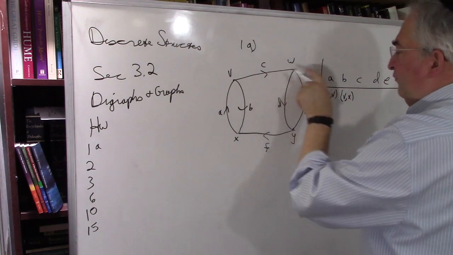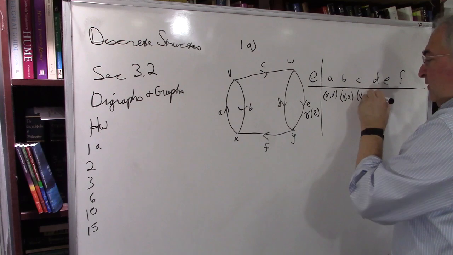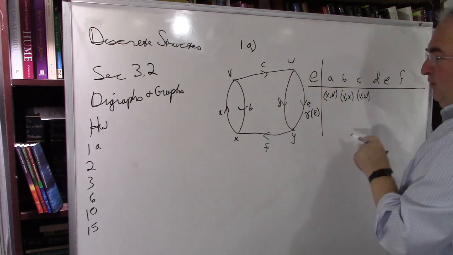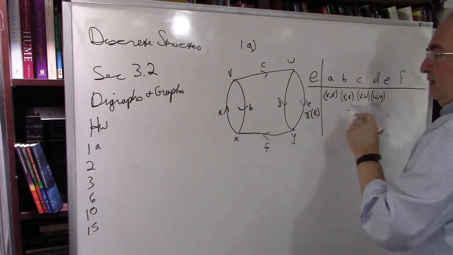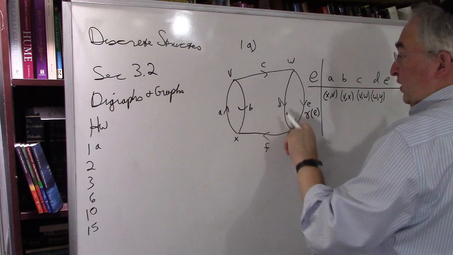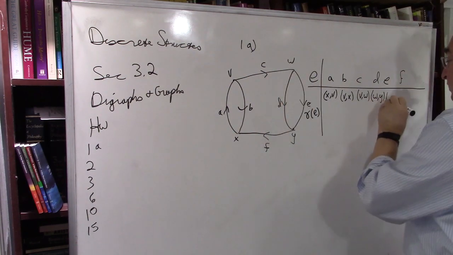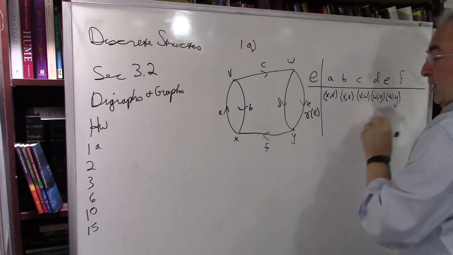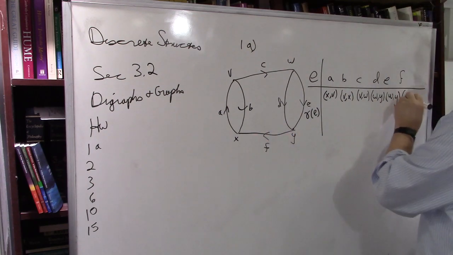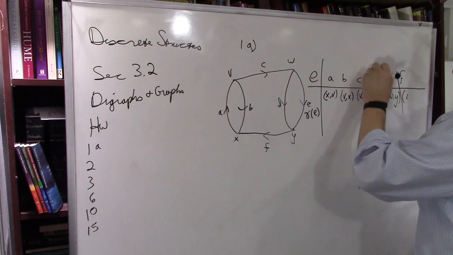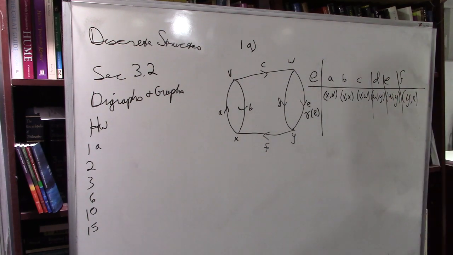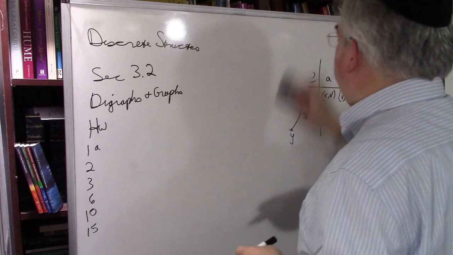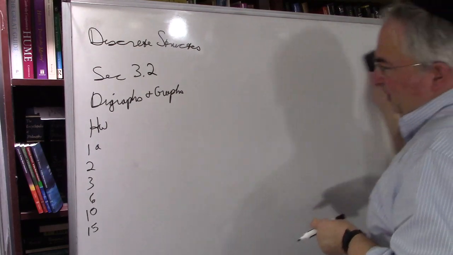What does C go from? V to W. What does D go from? D goes from W to Y. Okay. What does E go? E goes from W to Y. Okay. And F goes from Y to X. Okay. That takes care of that. It's the world's simplest problem. I promise you I wouldn't ask such a question on a test because it's too easy. Yeah, maybe I can ask it.